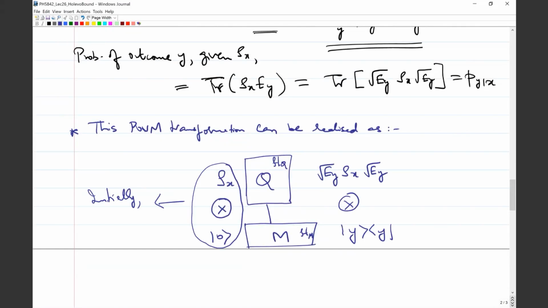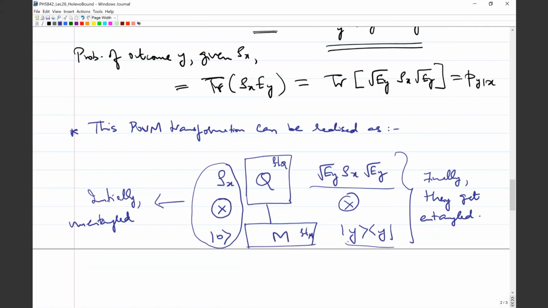They're unentangled. But finally, they get entangled. So in a sense, what we are saying is that this collapse that is happening as far as the system alone is concerned is happening because you looked at the measurement device. And when you look at the measurement device, you're collapsing the measurement device to one of these ket y's. And depending on which ket y you saw in the measurement device, you're saying that the state itself has now collapsed to that particular outcome, that particular post-measurement state, right?